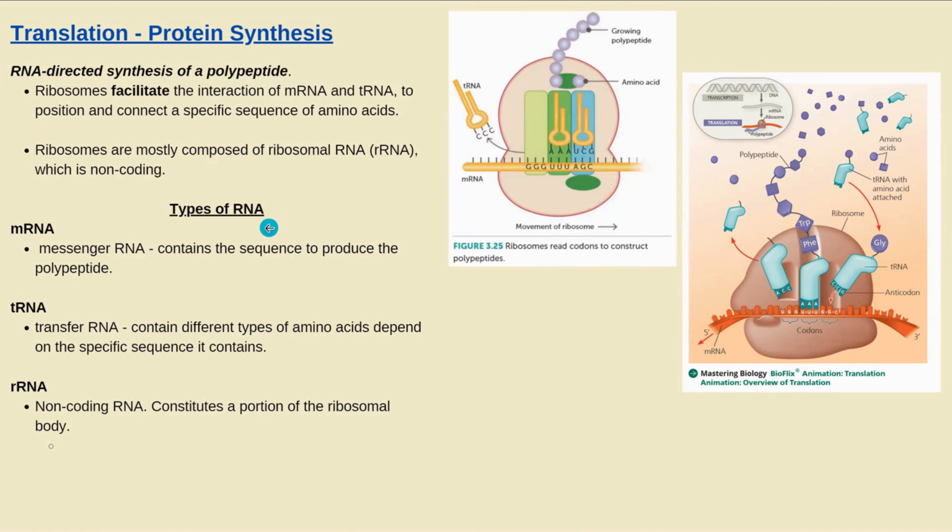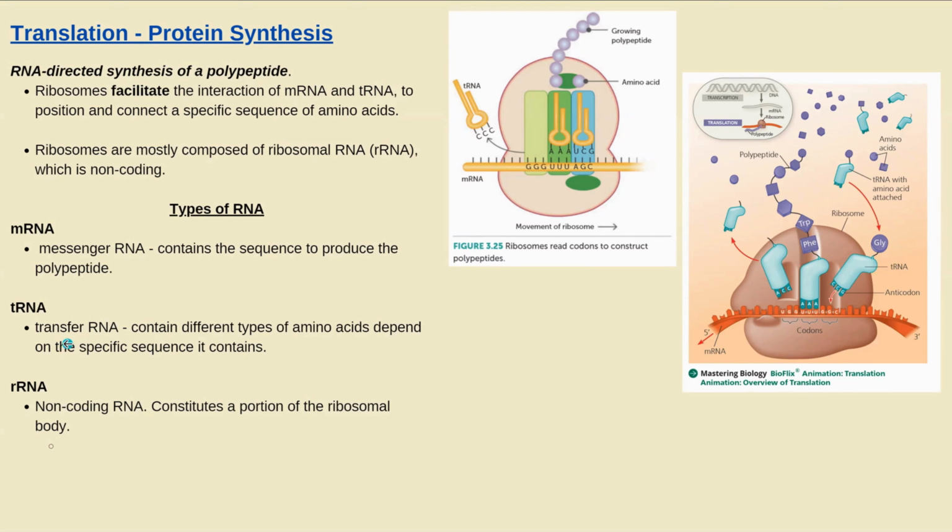So first, we need to talk about what are the types of RNAs that are involved in translation and protein synthesis. You have mRNA, which we know already, that mRNA transcript that is coming from the DNA template of a particular gene. And there's some other ones that we need to know.